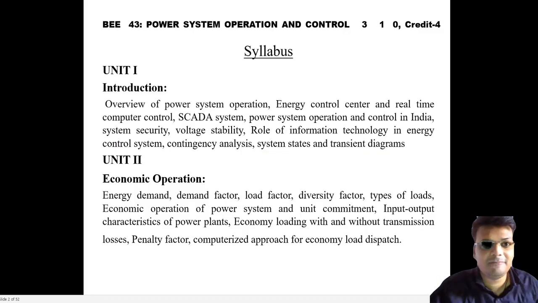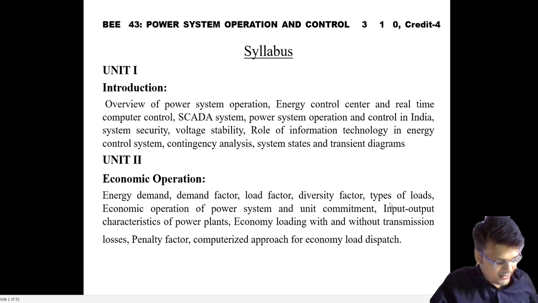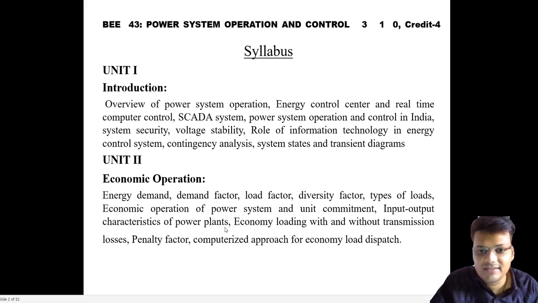So today we will cover the economic operation and all the topics from Unit 2. That is energy demand, demand factor, load factor, diversity factor. What are the types of loads? Economic operation of power system. What are unit commitment and the input-output characteristic of a power plant? Up to here we will cover today. And the next session I will take on Tuesday, and there we will cover the economic loading with and without transmission losses and penalty factor, and the computerized approach for economic load dispatch.